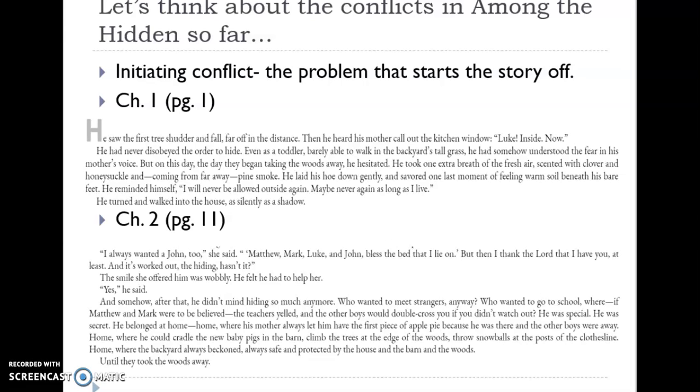He took one extra breath of the fresh air, scented with clover and honeysuckle, and, coming from far away, pine smoke. He laid his hoe down gently and savored one last moment of feeling warm soil beneath his bare feet. He reminded himself, "I will never be allowed outside again. Maybe never again, as long as I live." He turned and walked into the house, as silently as a shadow.